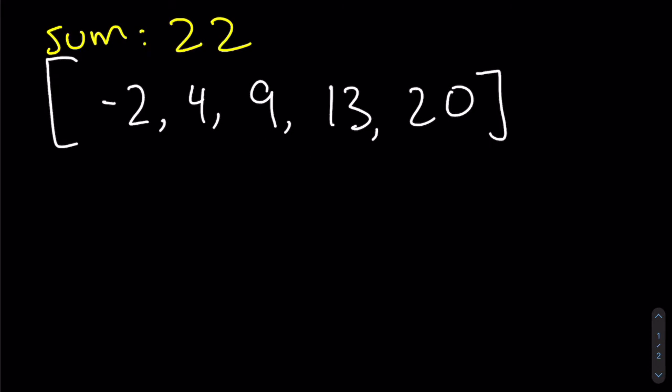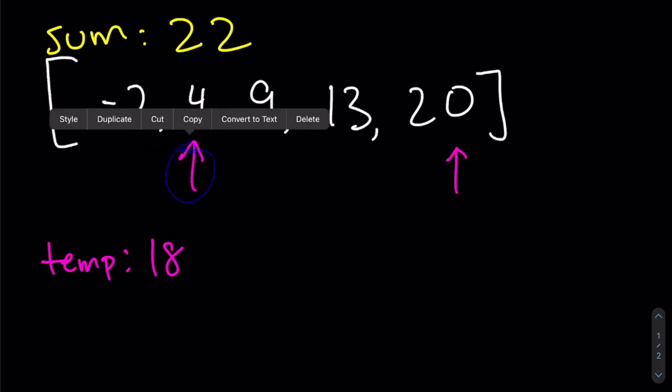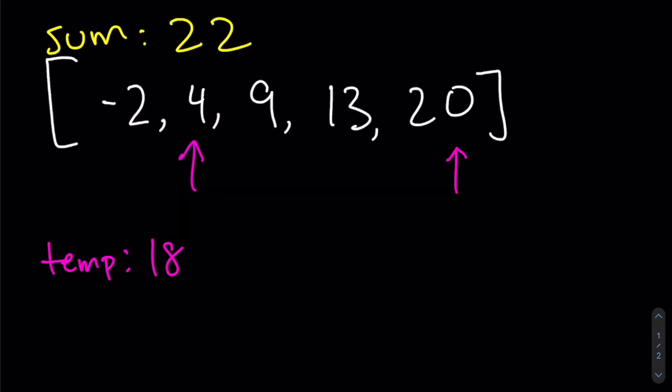Okay, so let's go through our implementation the way we did, where we have a pointer at the very beginning and a pointer at the very end. And let's initialize our temp sum. Okay, so what's our first sum that we start off with? We have 18. Now, is 18 less than or greater than our actual sum? It's less than. So what are we going to do? We're going to move our left pointer up one. And when we do that, we're going to calculate the sum again. This time, the temporary sum is 24. So is 24 greater than or less than our actual sum?